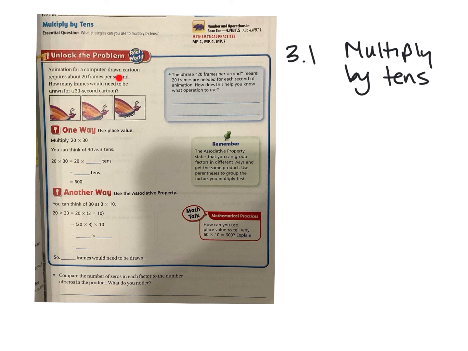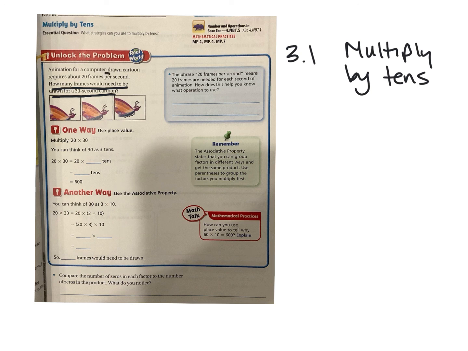Animation for a computer-drawn cartoon requires about 20 frames per second. How many frames would need to be drawn for a 30-second cartoon? We've read the question, now let's underline the question it's asking us. They want us to say how many frames would need to be drawn for a 30-second cartoon. Circle the information they gave us.